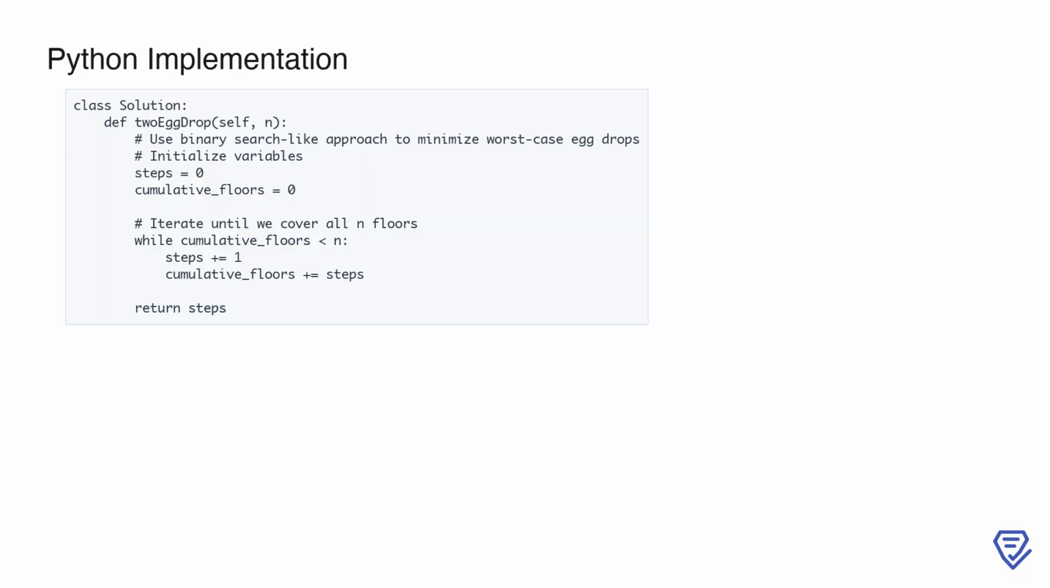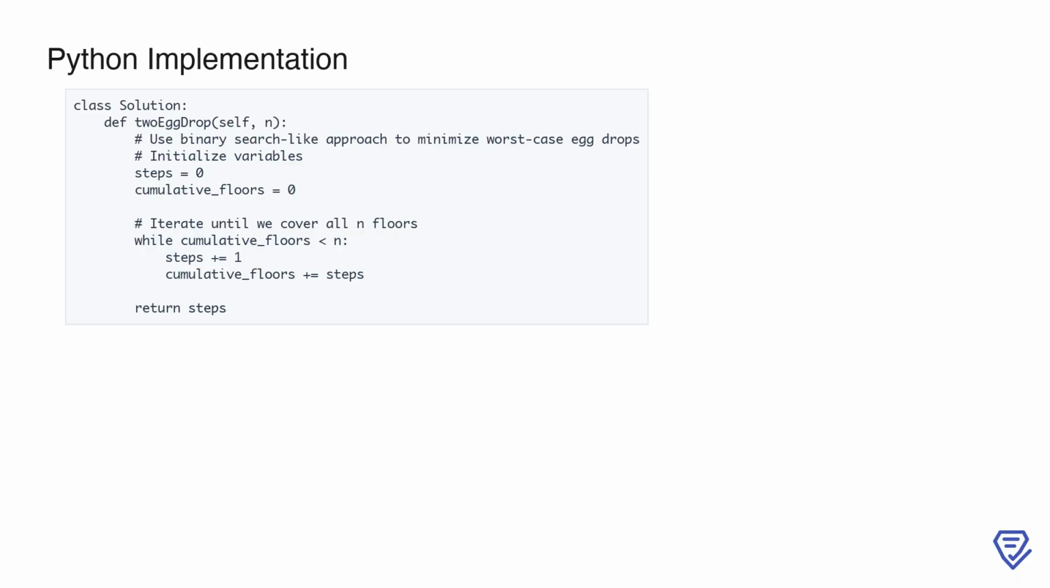The problem is about finding the minimum number of egg drops required to determine the highest floor from which an egg can be dropped without breaking. You are given 2 eggs and n floors, and the goal is to minimize the worst-case number of drops. In this solution, we use a mathematical approach to minimize the worst-case number of drops. The idea is to strategically test floors such that the sum of the first k drops covers all n floors. This ensures that even in the worst case, we minimize the number of drops.